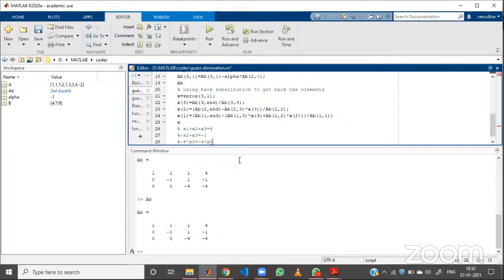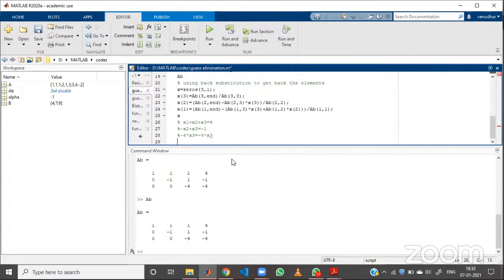Okay, so it is very simple. How is it very simple? From the third equation, we can see that x3 is equal to 1. How do we get x3? x3 will be a(3,b) and a(3,n) divided by a(3,3).